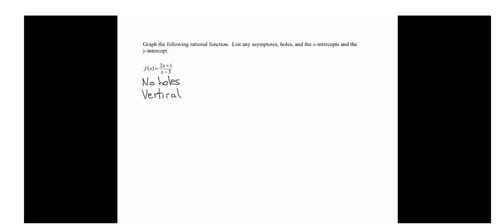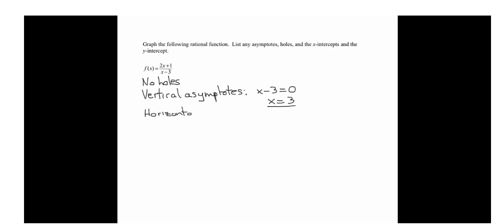Once we determine that, then we can go on and look to see if there are any vertical asymptotes. Remember, after you reduce away any holes, you set the denominator equal to 0. So what's the equation of our vertical asymptote? We only have one in this problem, and it's x equals 3.